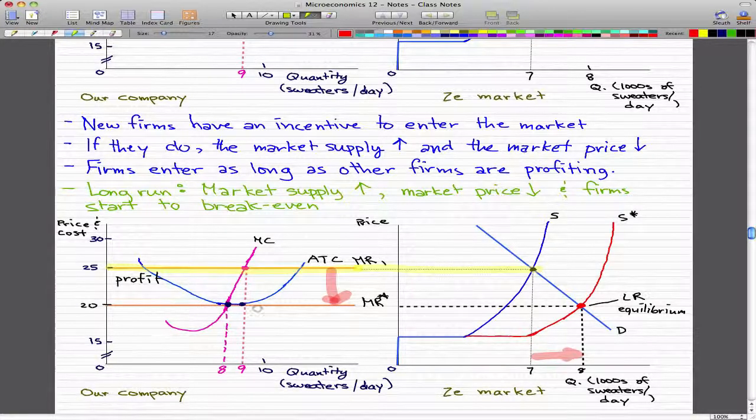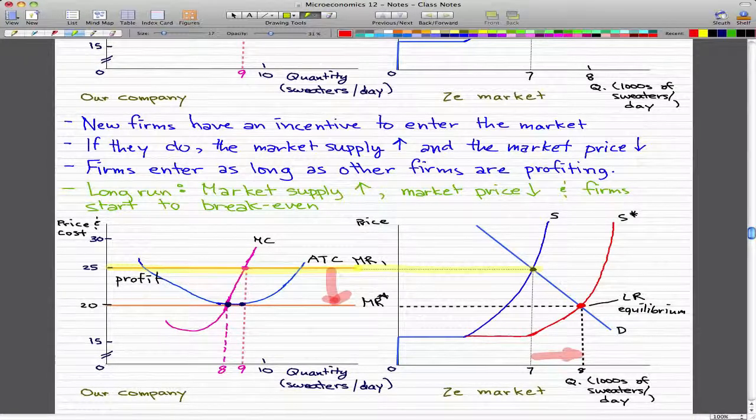You can see that in this case, the price is actually equal to the cost now. So these firms are now scaling down their production, and they're making 8 sweaters per day as compared to before when they were making 9.